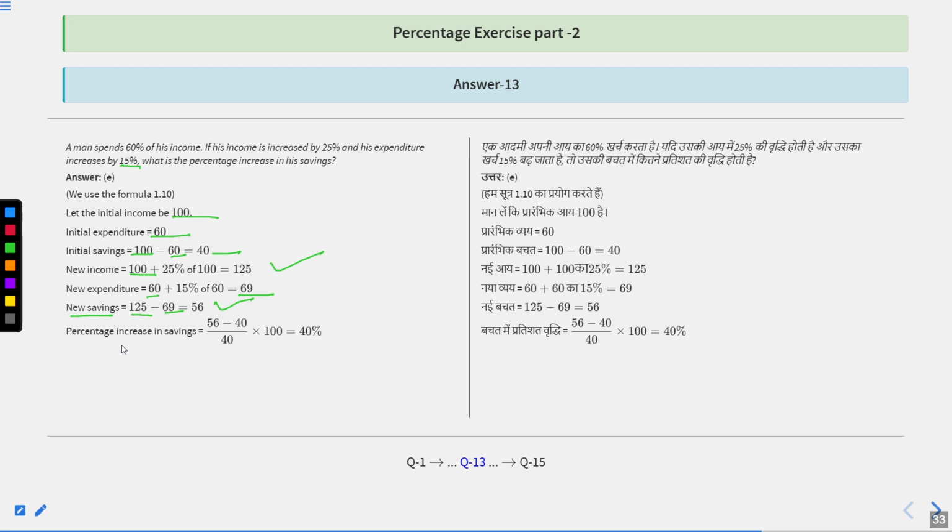Okay. So the percentage increase in saving: my previous saving is 40, my new saving is 56. So the difference will be 16 by 40 multiplied by 100, which is 40%. Okay. Next one.